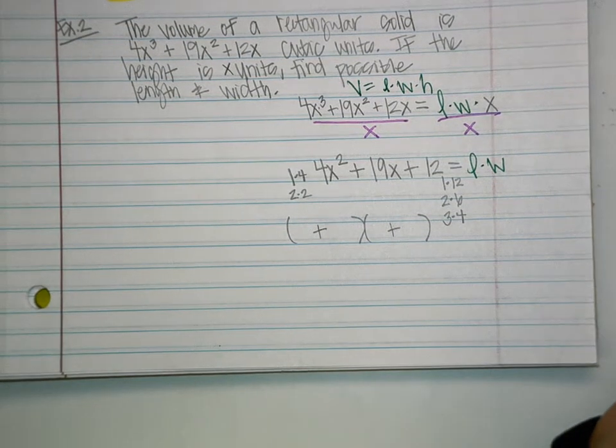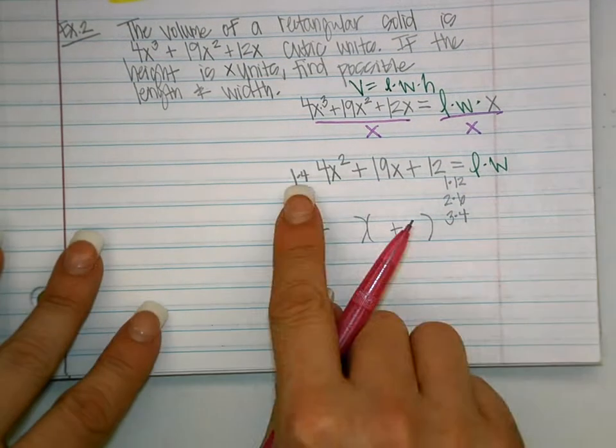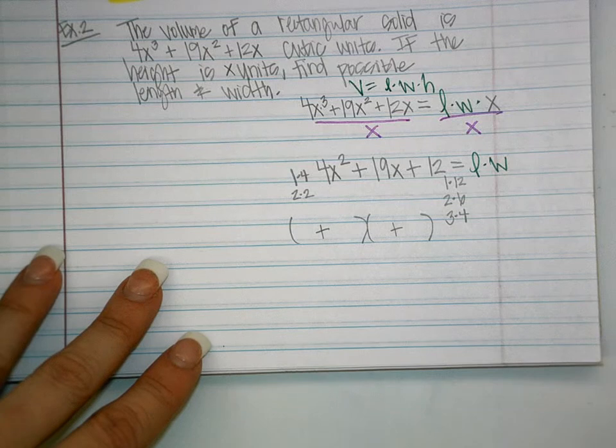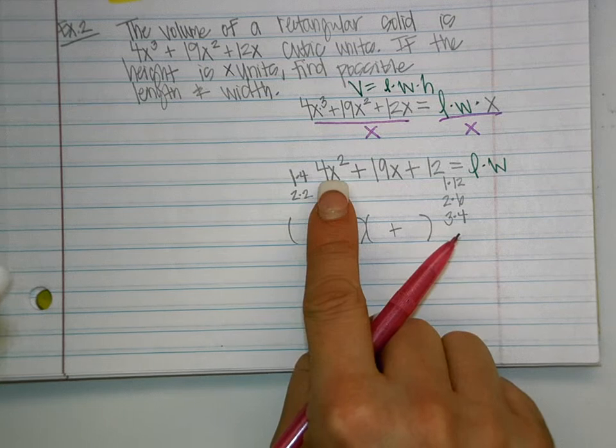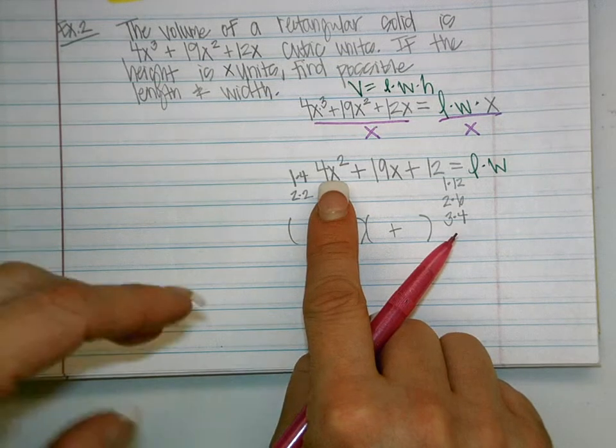Now, you get to guess. Do we want to pick 1 and 4 or 2 and 2? Why would you want to pick 1 and 4? Because you should, but do you know why? Because it makes the first number. 2 and 2 also make 4. That's why we wrote them down.